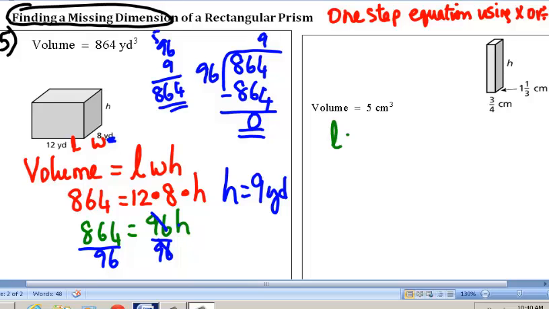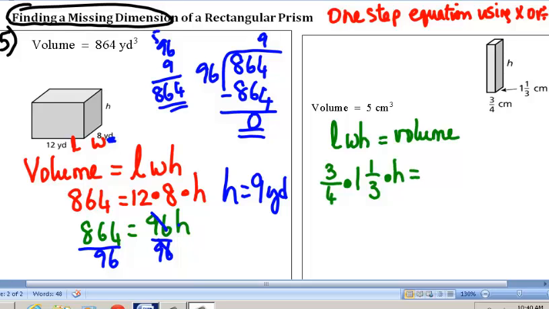Let's look at the next one. We have again the same, and this time I'm going to put it this way and show you so that you can see that it doesn't matter how you put it. Okay, the length times the width, which is 1 1/3, times height, which is the missing dimension in this case, equals 5, because that's what they said is equal to 5. Okay, again remember, I cannot work with a mixed number, so I'm going to change it. So 3 times 1 is 3, plus 1 is 4, so 4 over 3 times height equals 5.